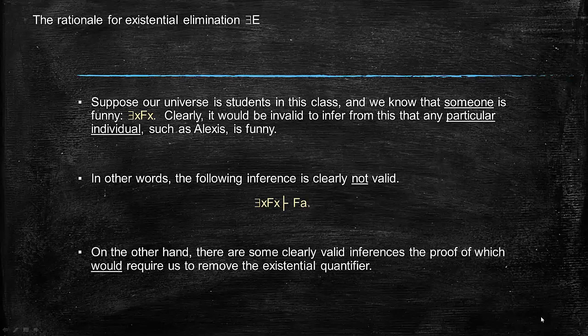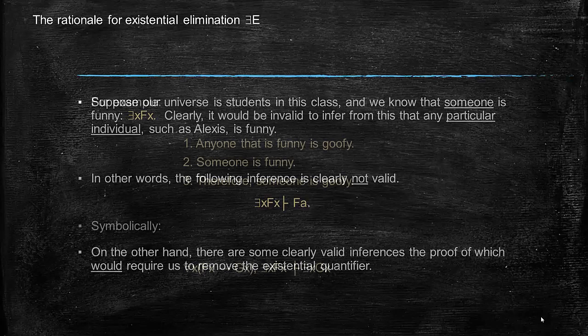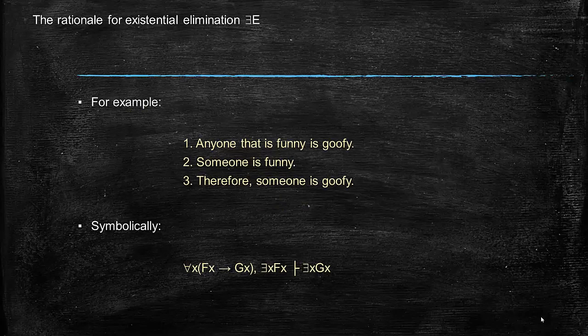But there are valid inferences that require us to remove the existential quantifier. So think of this one. Anyone that is funny is goofy. Someone is funny, therefore someone is goofy. Now, if we're going to prove this, which we represent symbolically below, we are somehow going to have to strip this existential quantifier off.